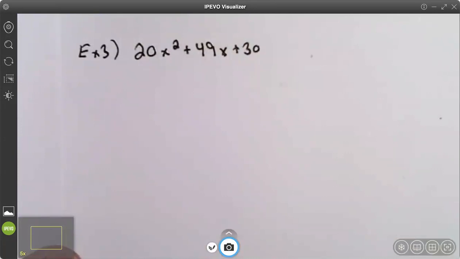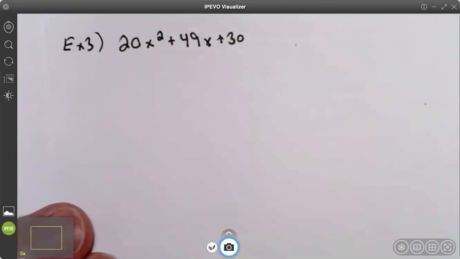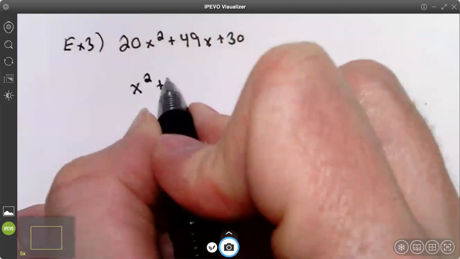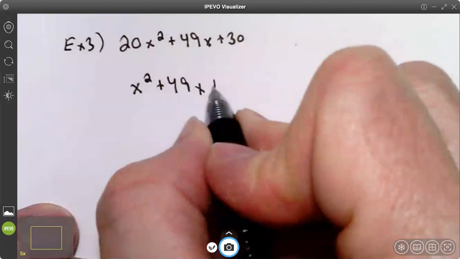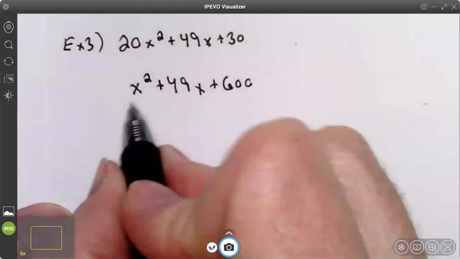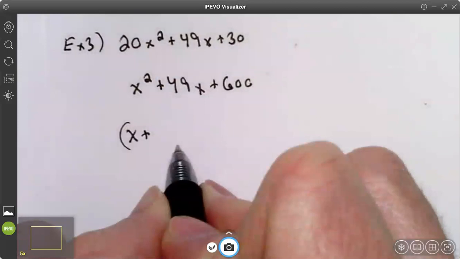So now I'm going to factor this trinomial using the swing and divide method. I'm going to swing this 20 over, multiply it by 30. That's going to leave me with x squared plus 49x plus 600, since 20 times 30 is 600. Now I'm going to factor this trinomial that has a leading coefficient of 1. It's going to be x plus, x plus. This tells me they're the same. This tells me they're both positive.